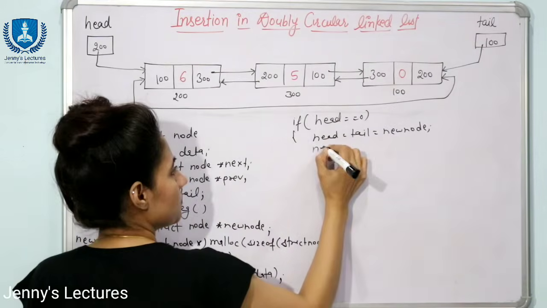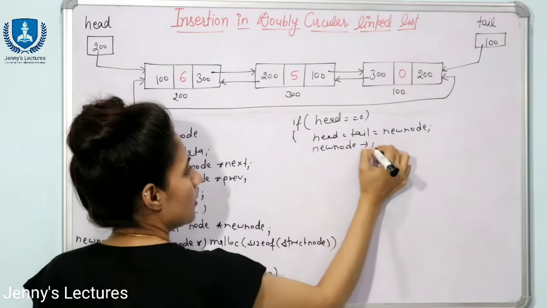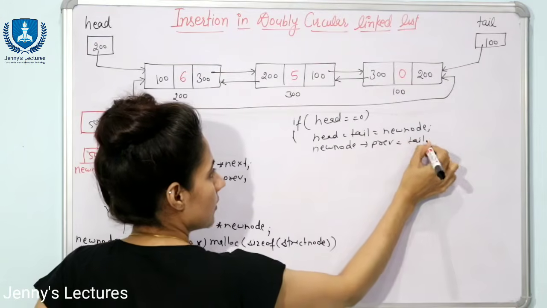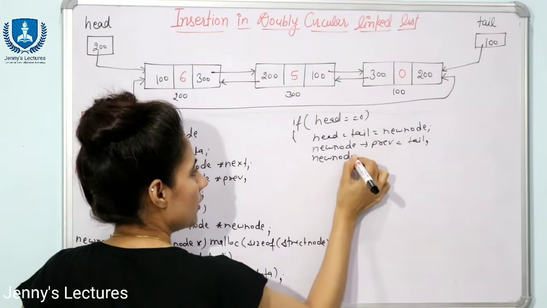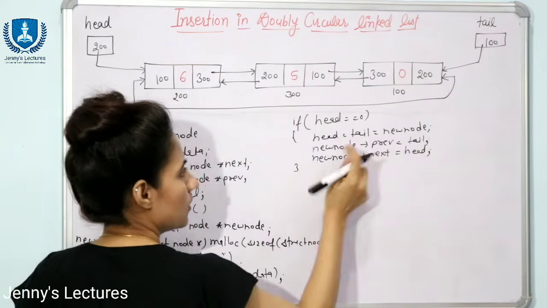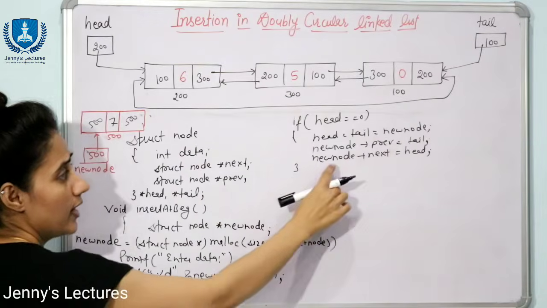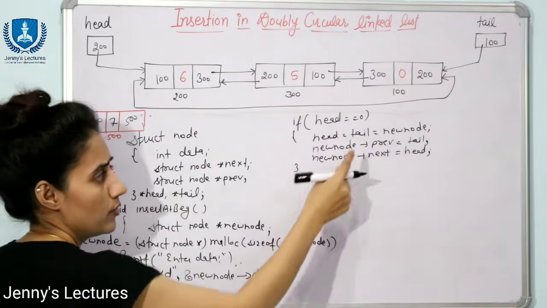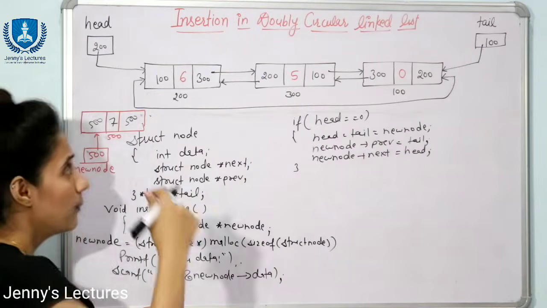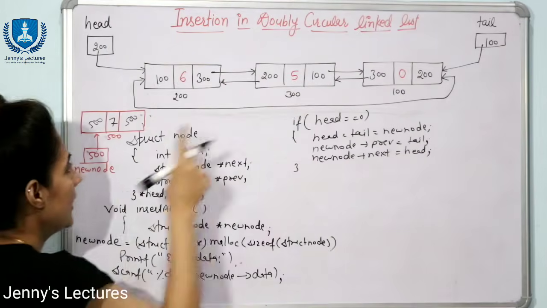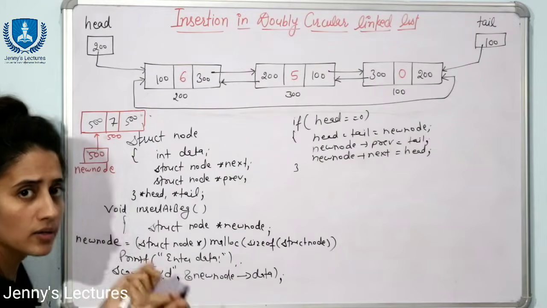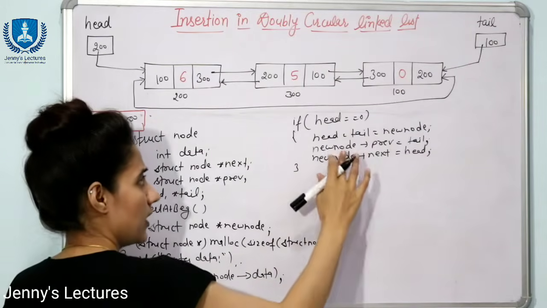Here suppose I am writing new node previous is equal to tail, new node next is equal to head. See, it is not compulsory that you write these 2 lines here, right? Here you can write head of next is equal to head, head of previous is equal to head, tail of next is equal to head, tail of previous is equal to head, because all three pointers, head, tail and new node, would have the same address, that is 500, right? So it's up to you how you write this.